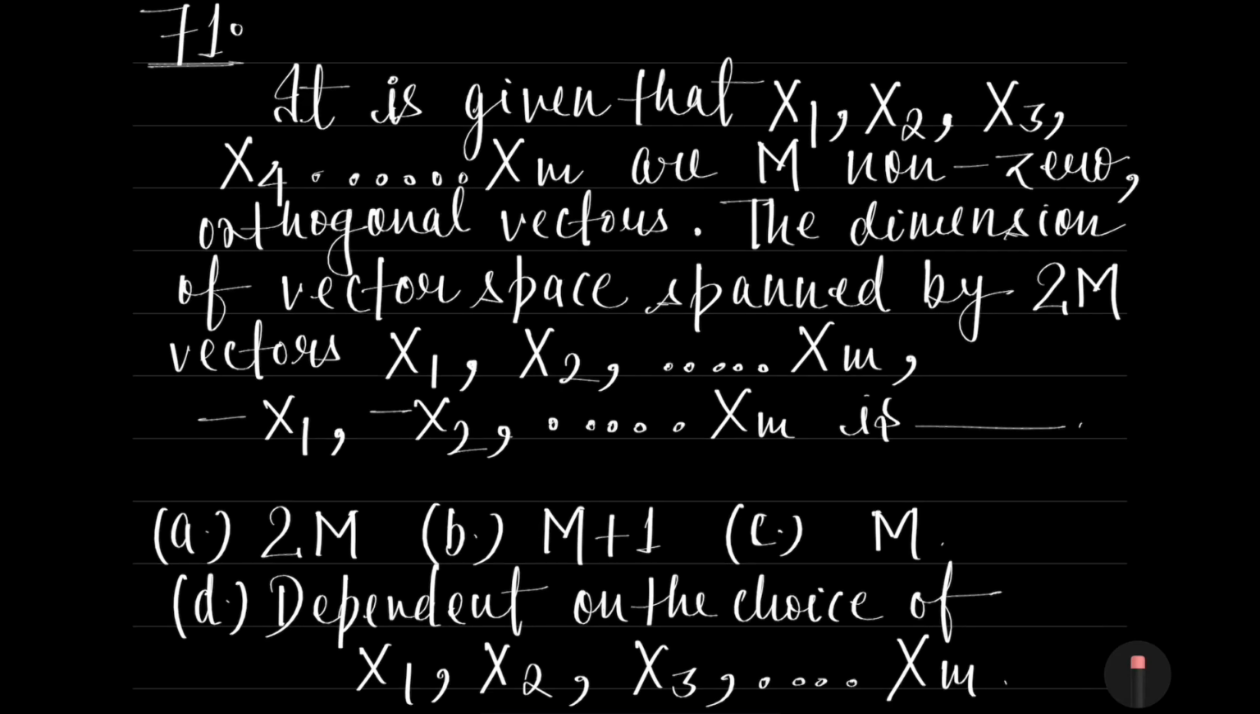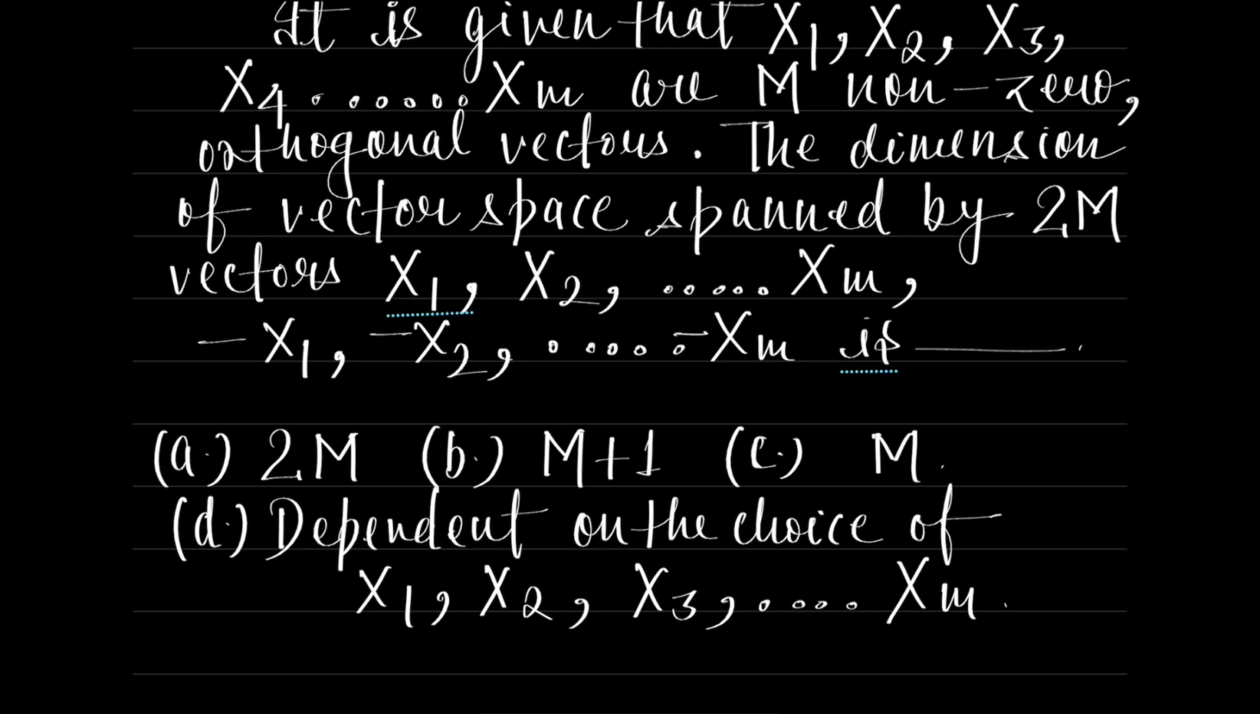Problem number 7.1. It is given that x1, x2, x3, x4 up to xm are m non-zero orthogonal vectors. The dimension of the vector space spanned by 2m vectors, which are x1, x2 up to xm and minus x1, minus x2 up to minus xm, is. We have four options: 2m, m plus 1, m, dependent on the choice of x1, x2, x3 up to xm.